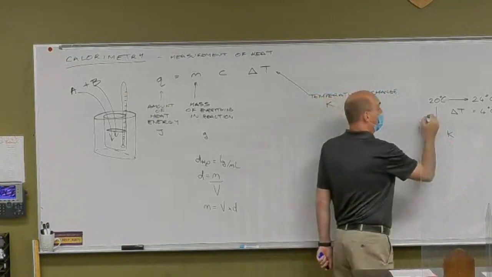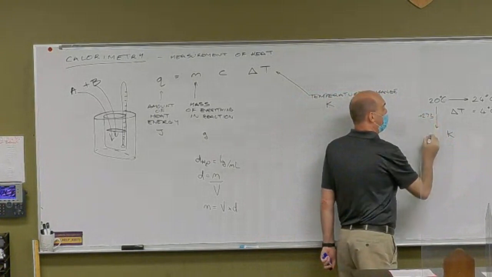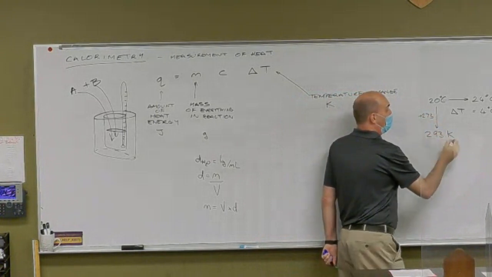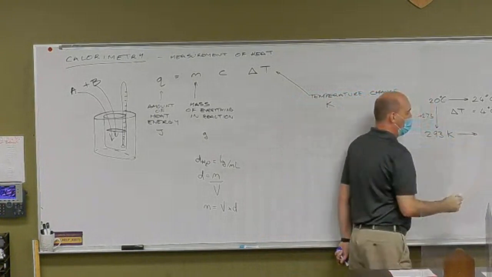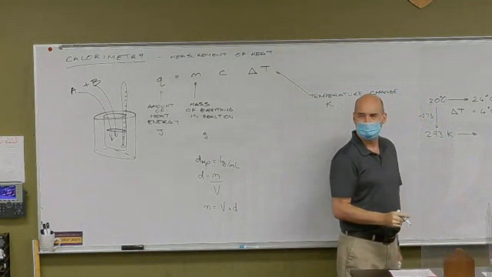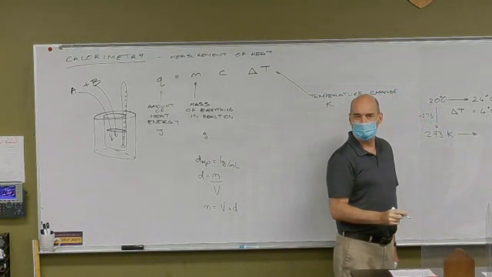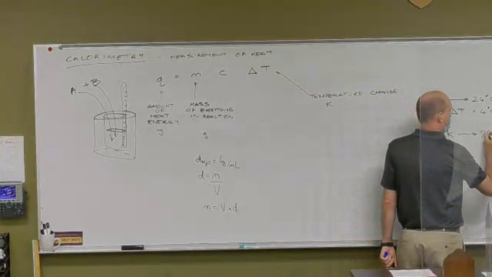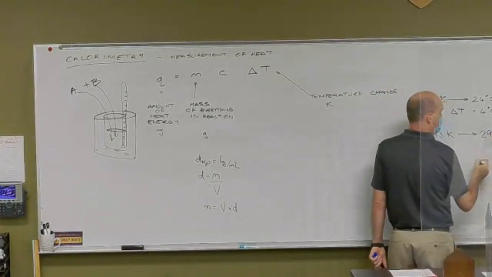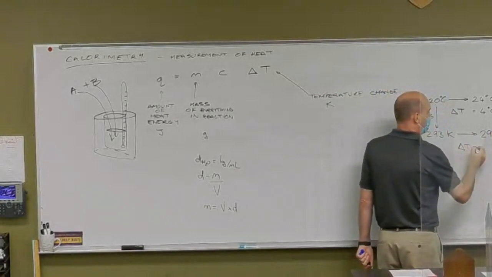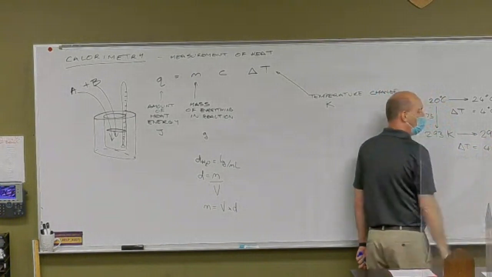293, because we're going to add 273 to that value. And then it goes up to 24, which would be 297. So the change in temperature is 4 Kelvin.